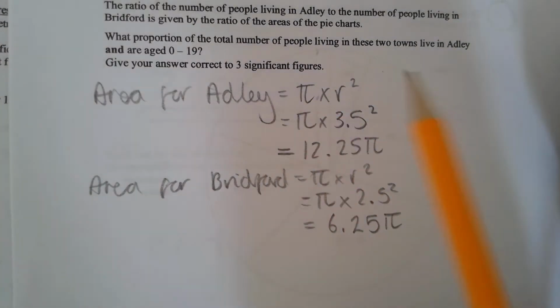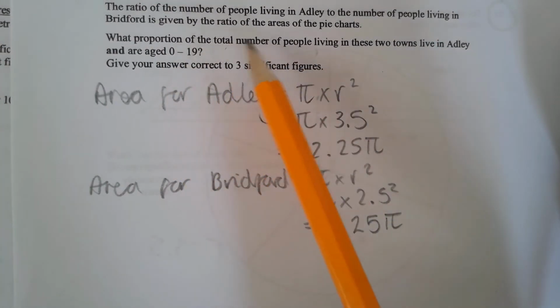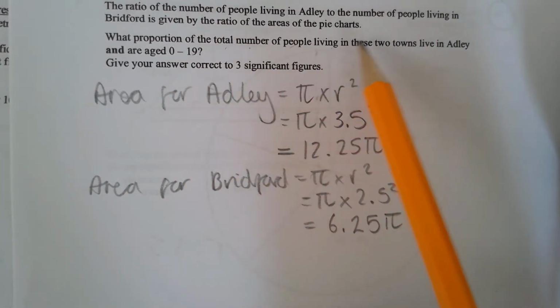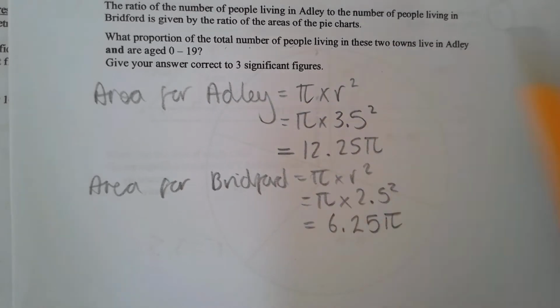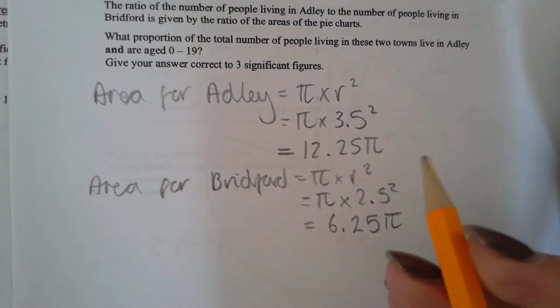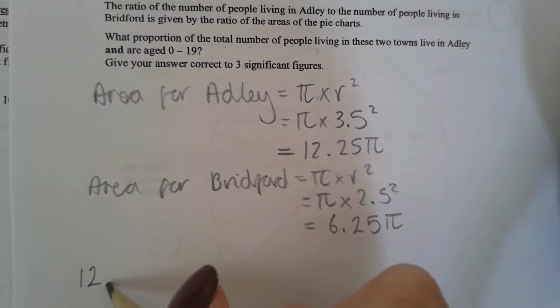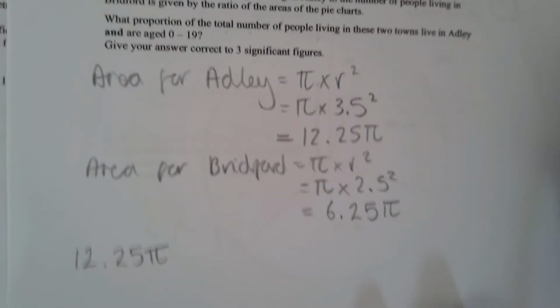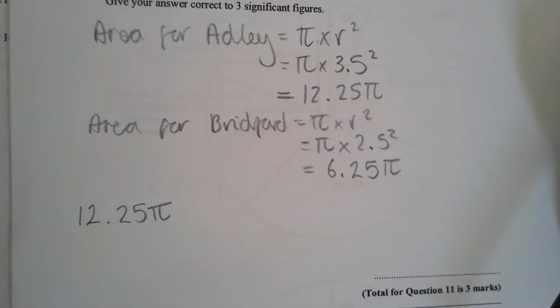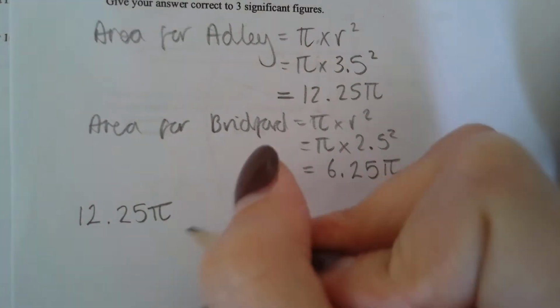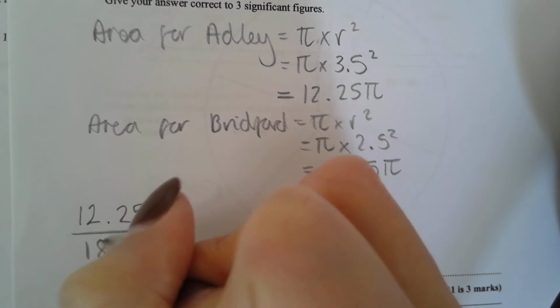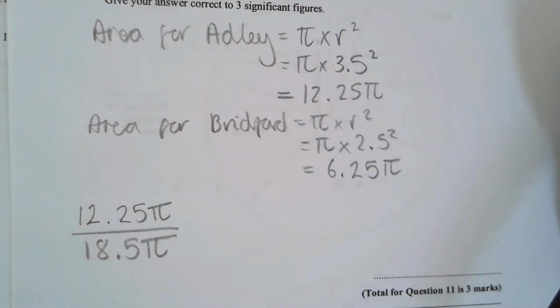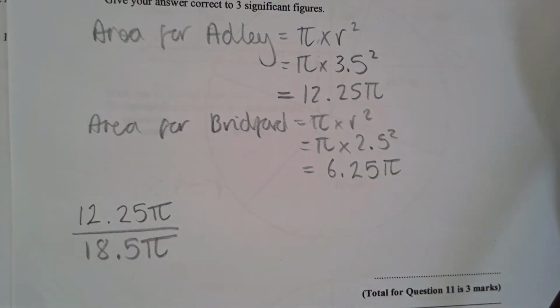Okay, it says what proportion of the total number of people living in these two areas live in Adley. So we know we've got 12.25 pi out of the total number of people. Well, the total number of people is going to be 12.25 add 6.25 pi, so it's 18.5 pi. So that's our proportion.